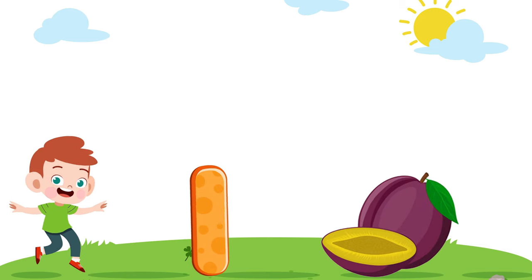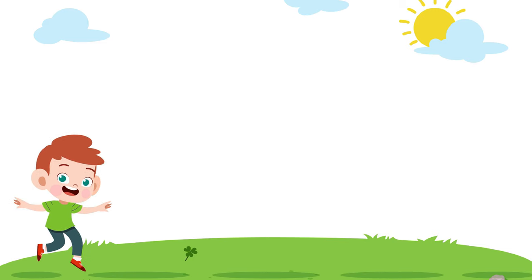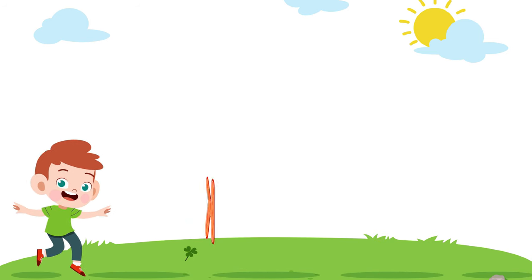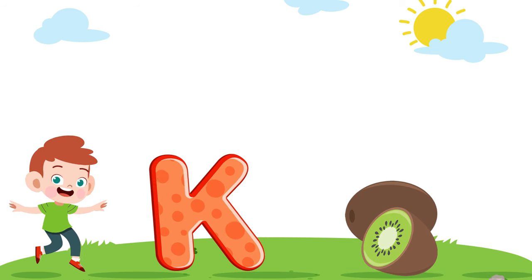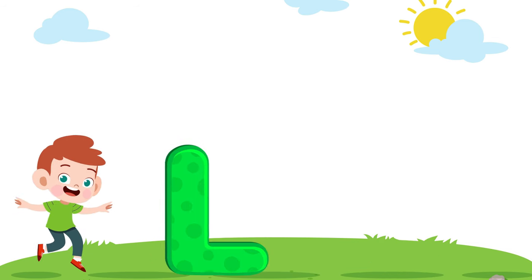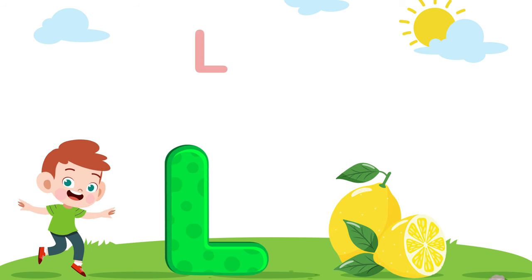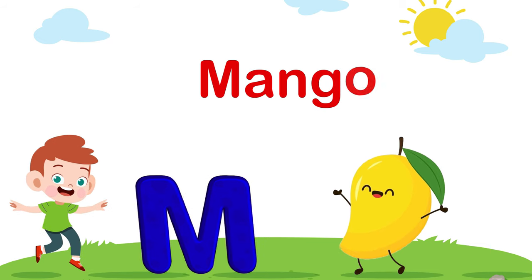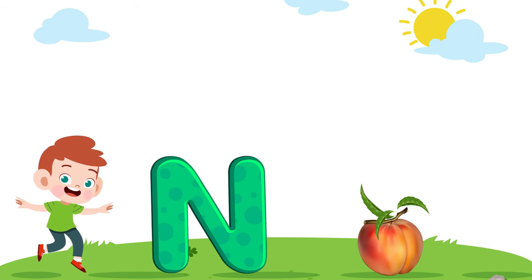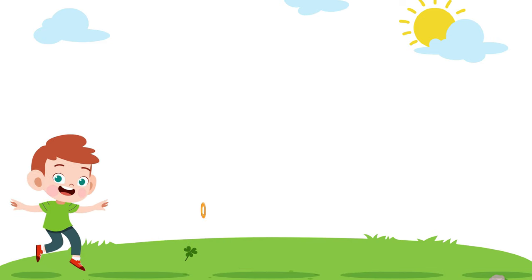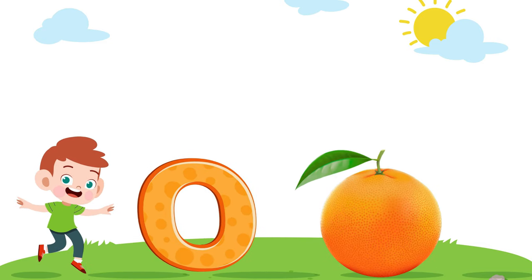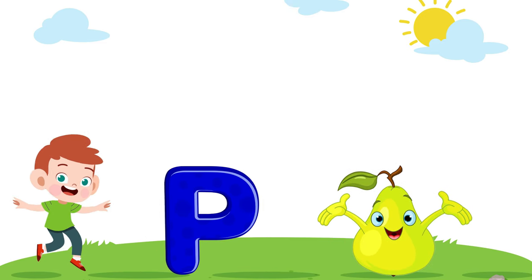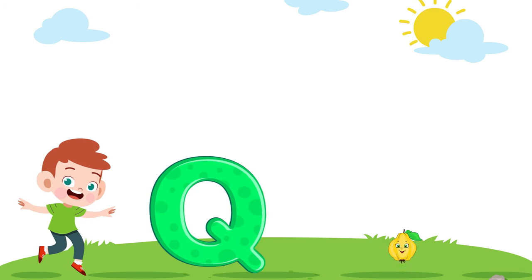I is for Illawarra Plum. J is for Jackfruit. K is for Kiwi. L is for Lemons. M is for Mango. N is for Nectarine Fruit. O is for Oranges. P is for pears. Q is for quince.